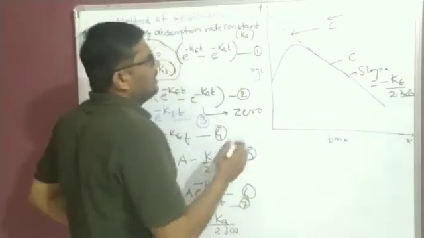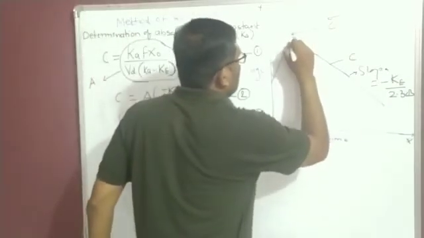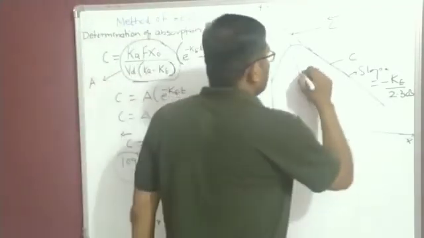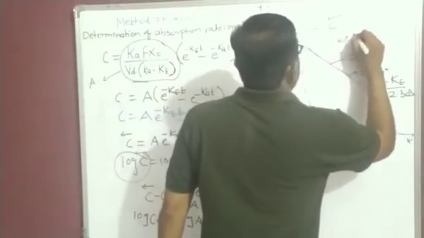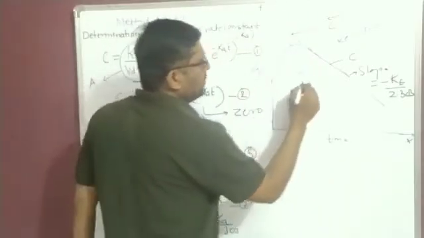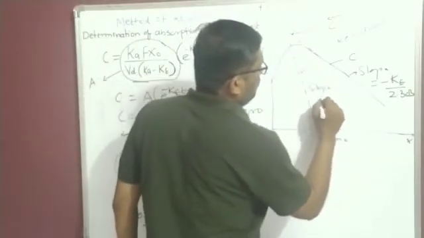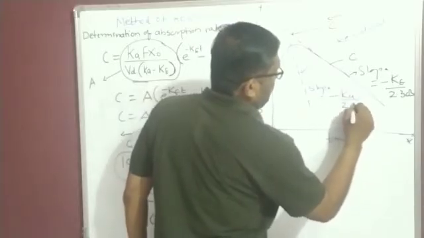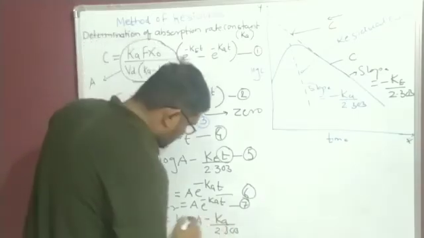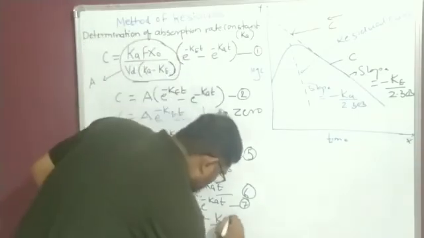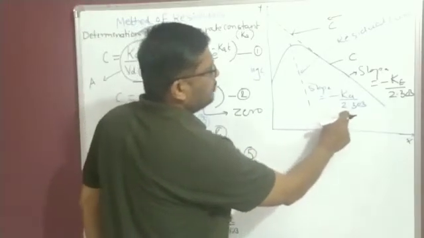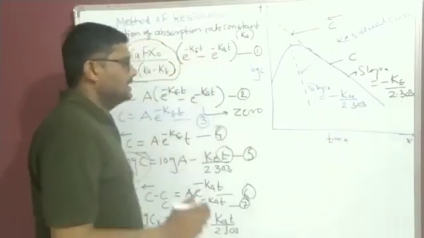Now here we plot the residual line. This is the residual curve. The slope of this line gives -K_a / 2.303. This is the log C_R versus t plot, from which we obtain -K_a / 2.303. This is the absorption rate constant.